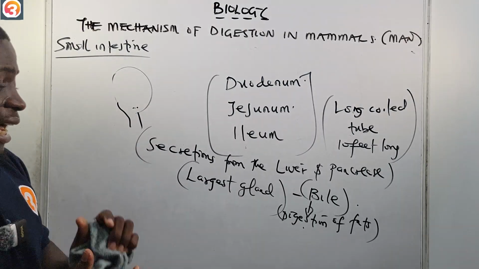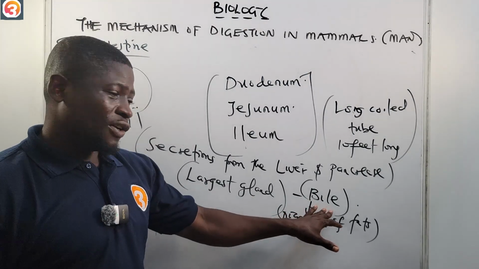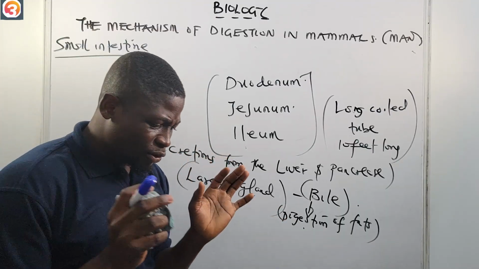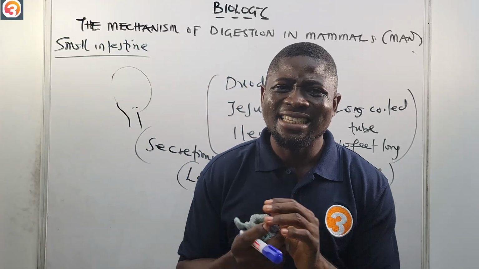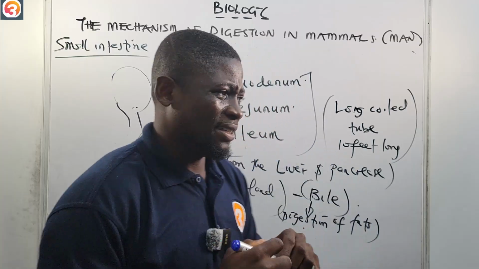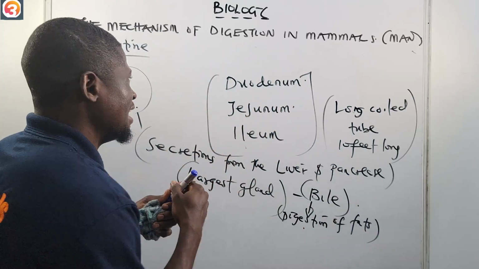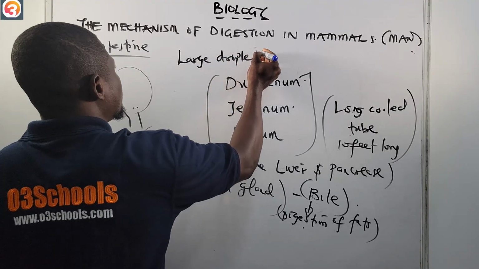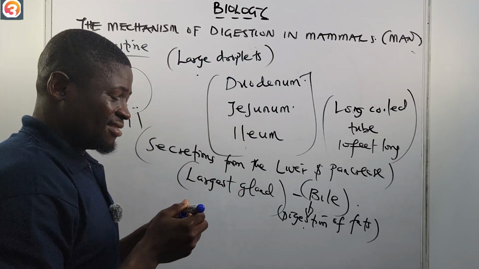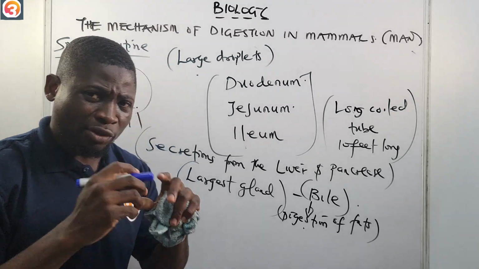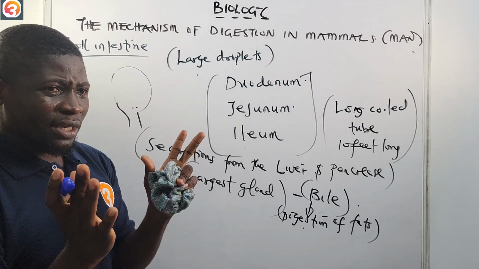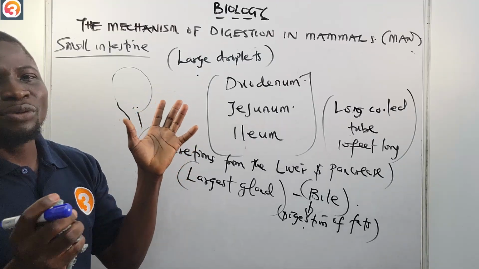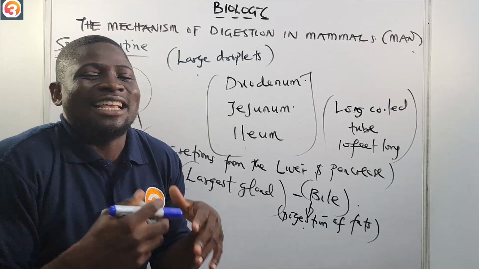So the liver secretes bile, which helps in the digestion of fat. But generally it's good to know that fats exist as large droplets. I'm talking about in terms of size. Because they exist as large droplets, they cannot be broken down, or acted on by enzymes.